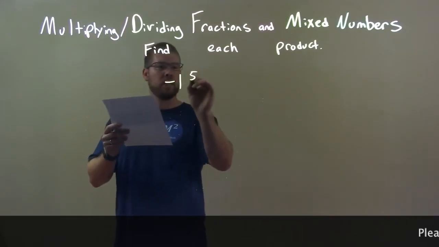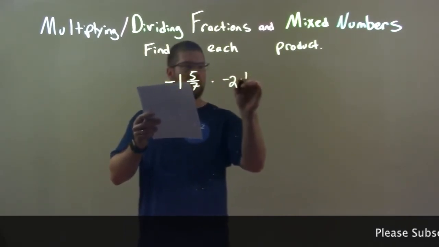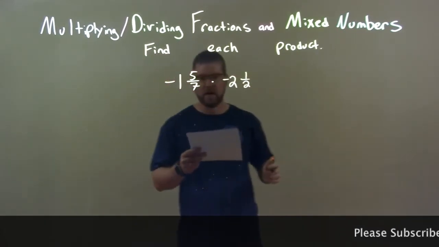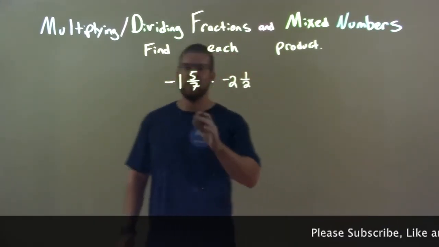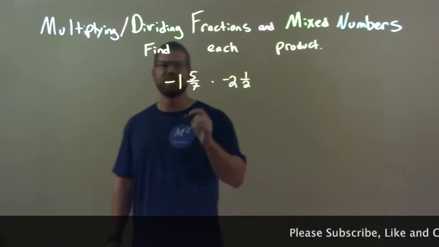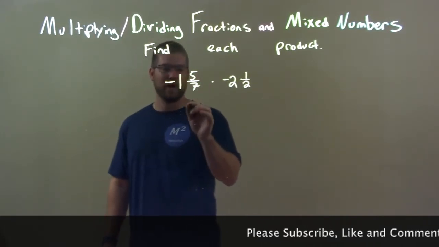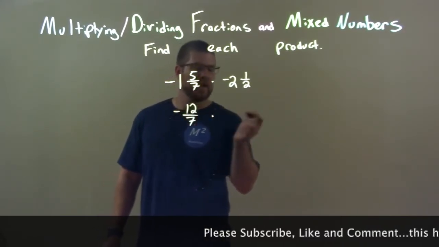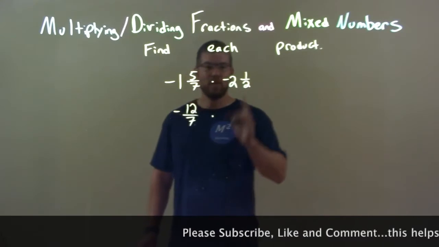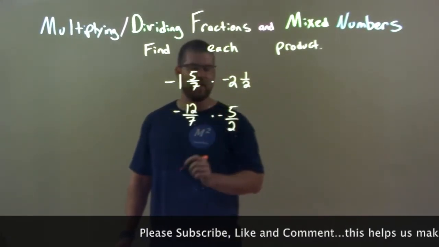Negative 1 and 5/7 times a negative 2 and 1/2. Okay? Well, first thing, I'm going to convert each one of these to an improper fraction. So, 7 times 1 is 7, plus 5 is 12. So we have a negative 12 over 7. Don't forget the negative. 2 times 2 is 4, plus 1 is 5. 5 over 2. Don't forget that negative.